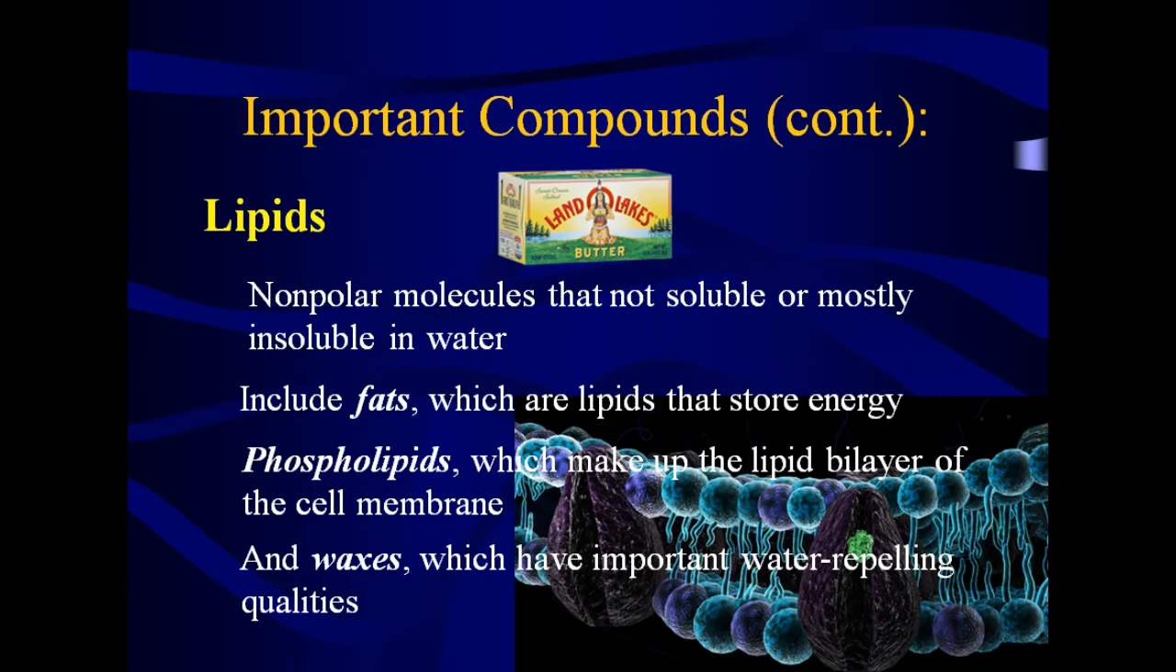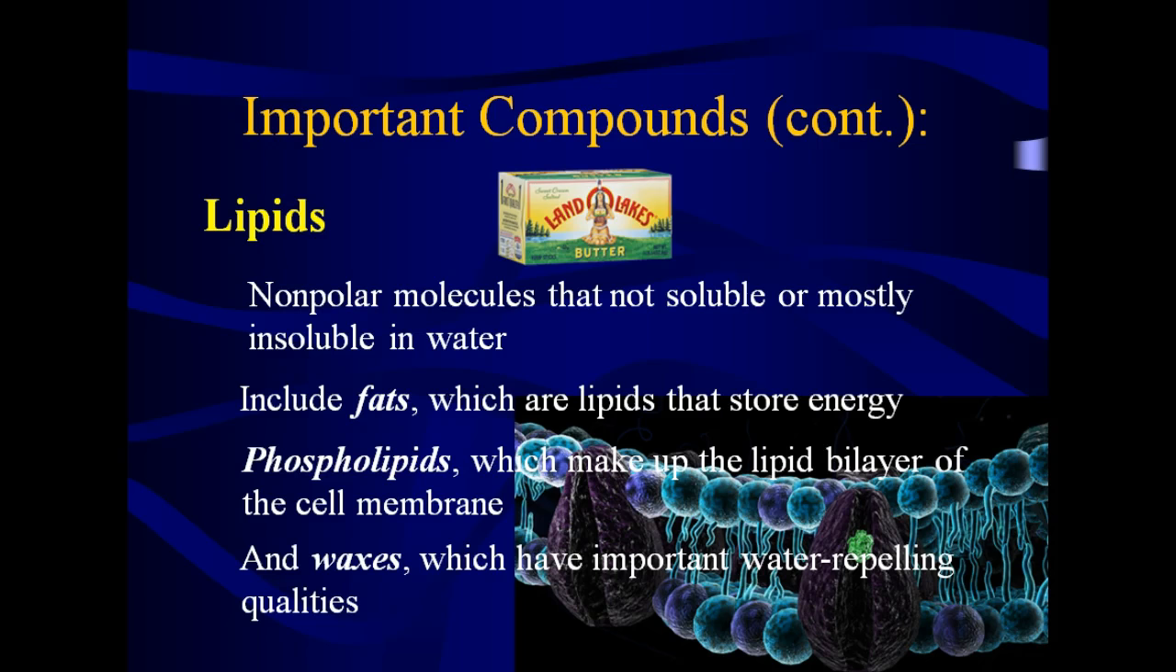The last compound that we're going to talk about, I'm sorry, second to last, is lipids. Lipids is just a science name for fats. So these are non-polar molecules. By polar, a polar molecule would be a molecule that has a positive end and a negative end. It acts kind of like a little magnet. So lipids are non-polar molecules.